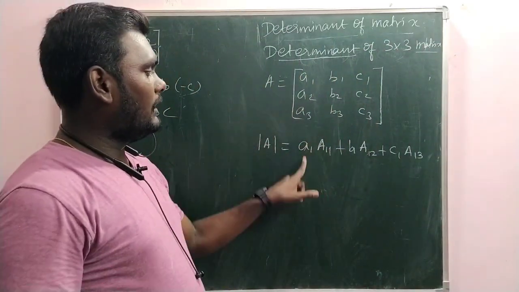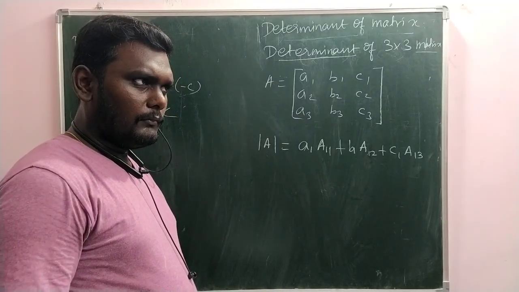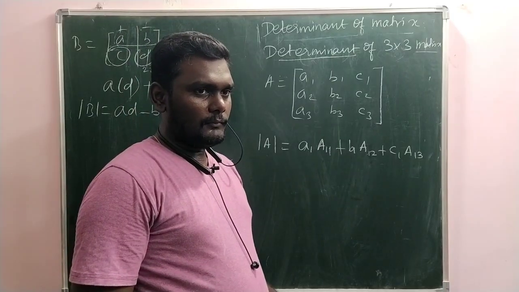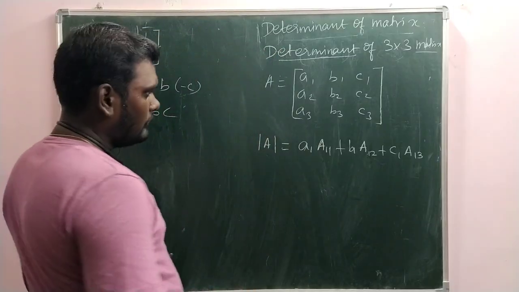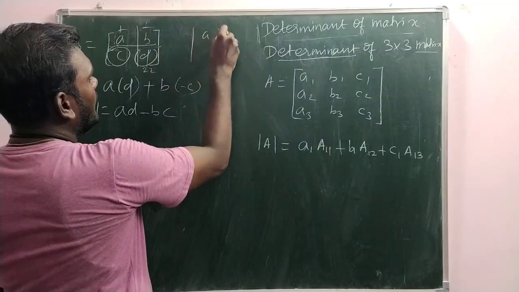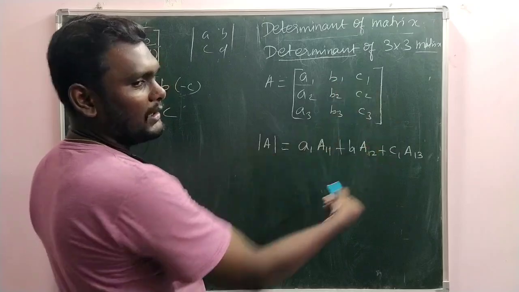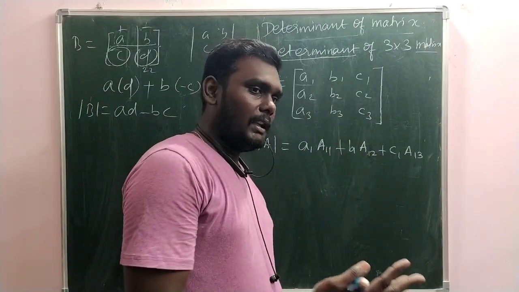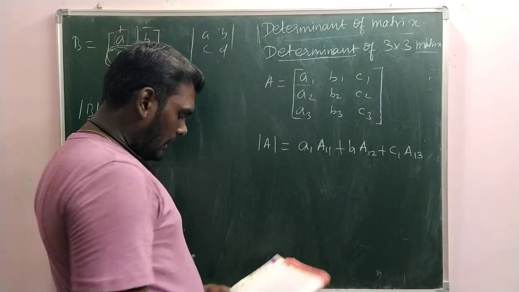Determinant of the 3 by 3 matrix, only value I have written. See, minor is different, determinant is different. Like determinant is this one, like determinant of A, B, C, D, like we take. But minor means leaving the row and the column, the remaining things you are taking, that is minor. With that remaining sub matrix, for that we will take determinant, that is called minor. Now we'll take some example.